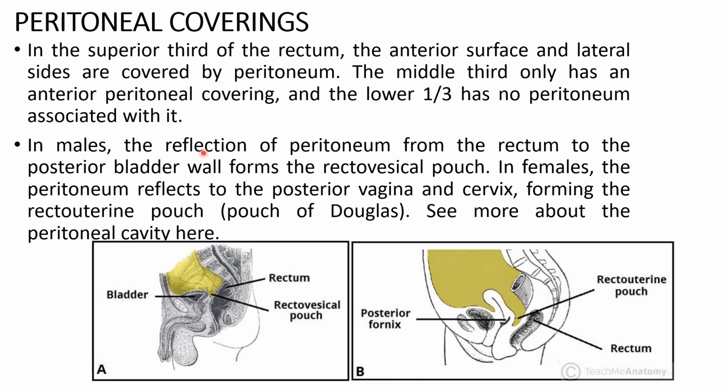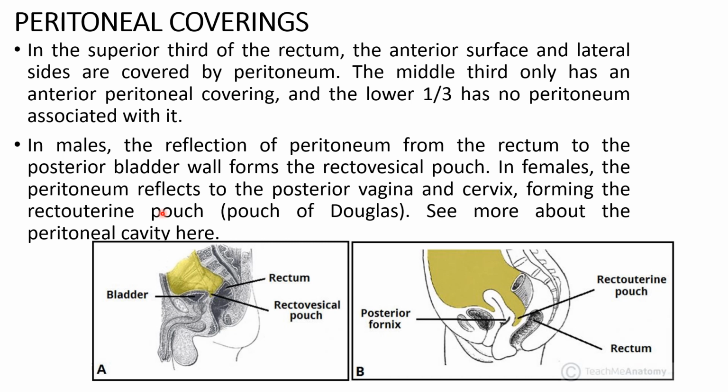In males, the reflection of peritoneum from rectum to the posterior bladder wall forms a retrovesical pouch. In male, there is a pouch called a retrovesical pouch between rectum and the urinary bladder. That pouch is formed by reflection of peritoneum. In female, it is called a rectouterine pouch.